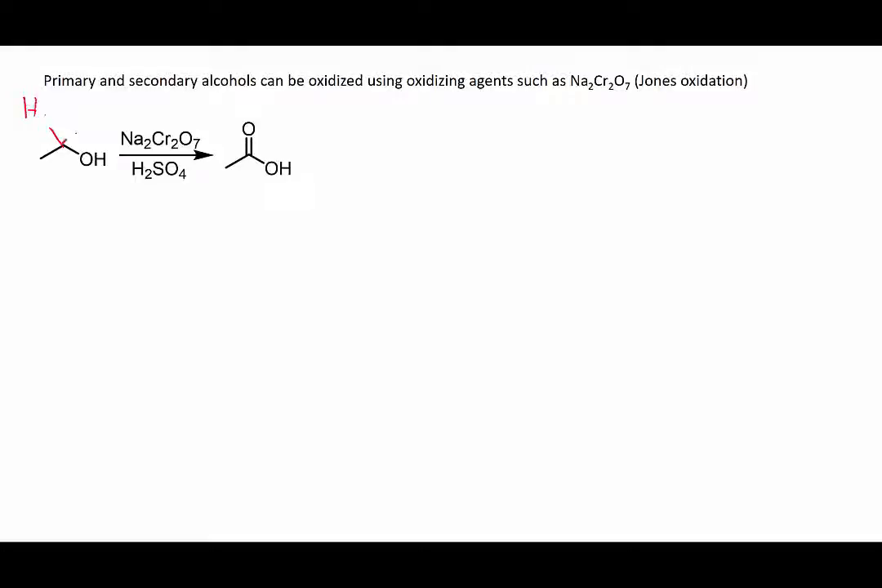Basically, we will remove these two protons, add an additional oxygen atom, and then oxidize it. A secondary alcohol, because it only has a single proton here, will only be oxidized once to generate the ketone. How does this reaction work?